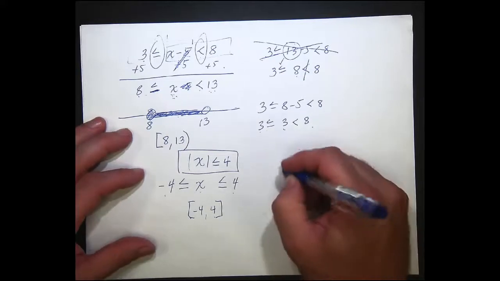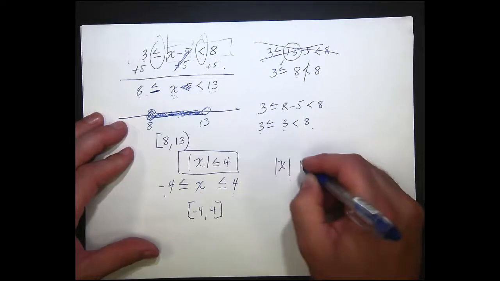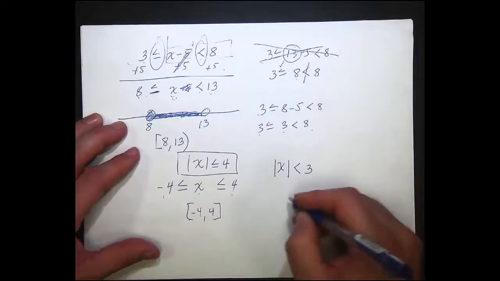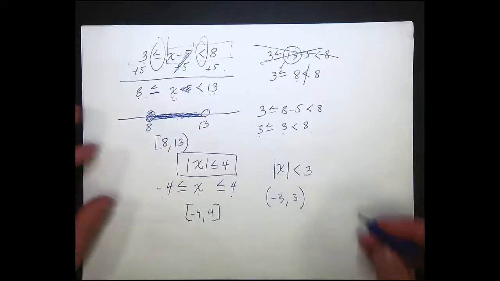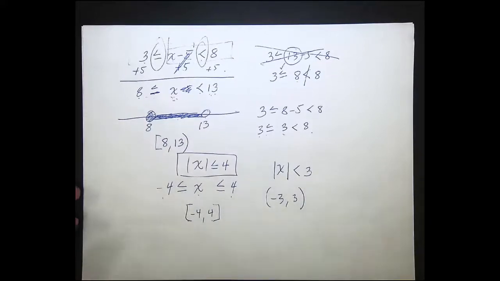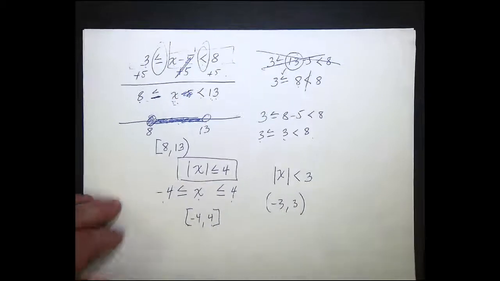If I had absolute value of x is less than 3, then my answer would be -3 to 3, but not inclusive, right? If the absolute value of x is between -3 and 3. All right, let me go to the worksheet now, and I'll go through all these various possibilities.